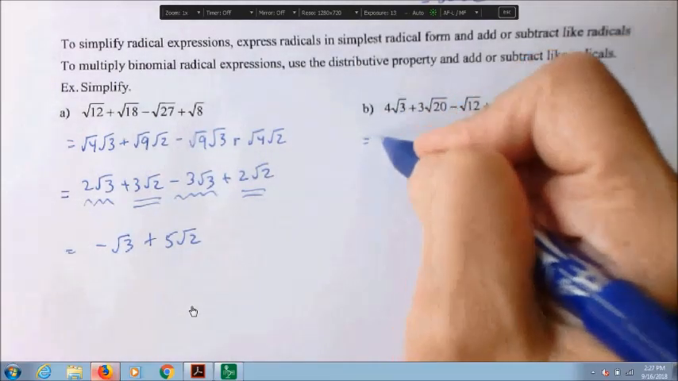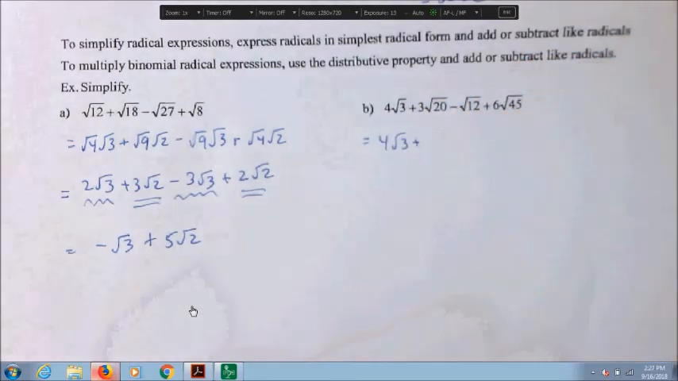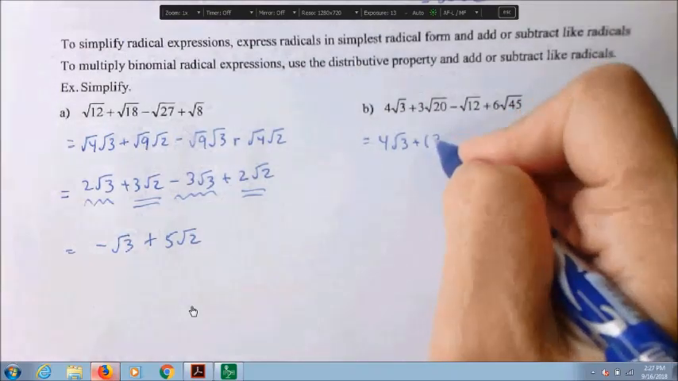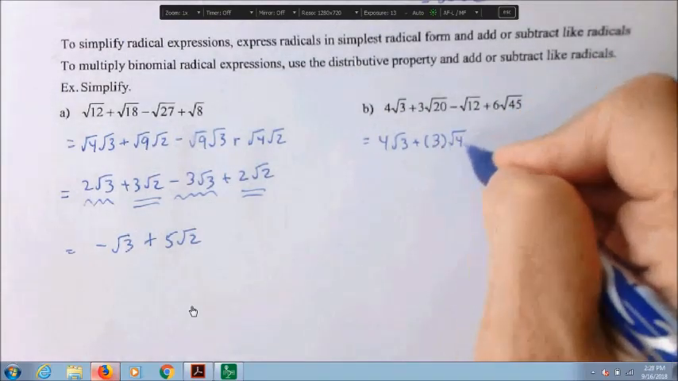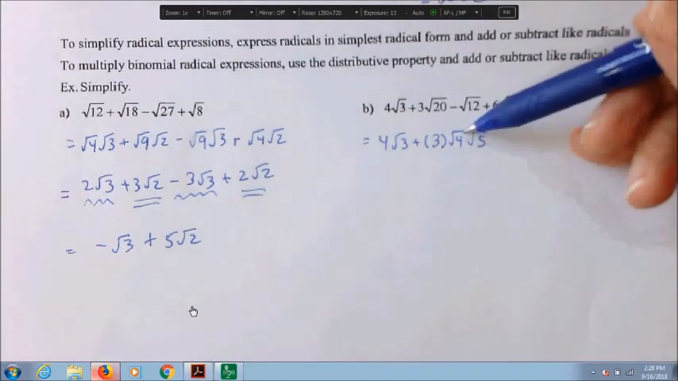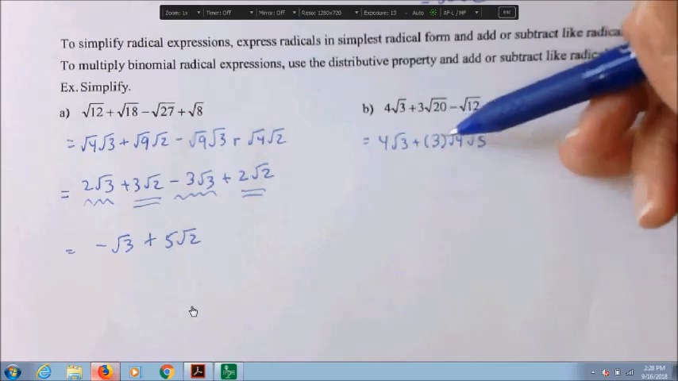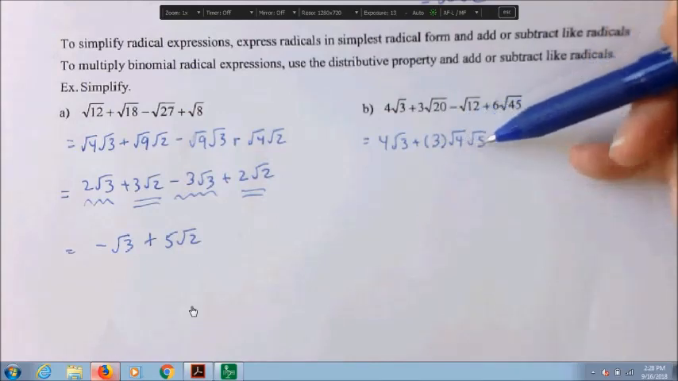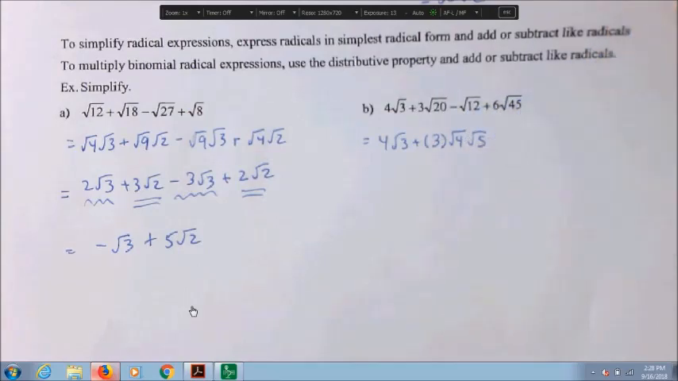So let's do it again for the next question. I'm just going to start you off. 3 root 20 is going to be 3 times root 4 times root 5. And then the root 4 will become a 2. Since this is multiplication, you'll have 3 times 2 times root 5. So pause the video, go ahead and try it on your own, and then we'll check.